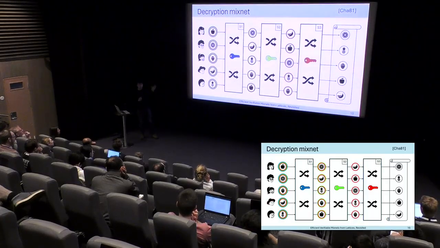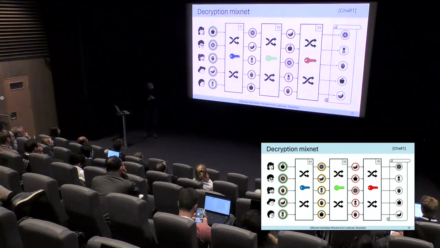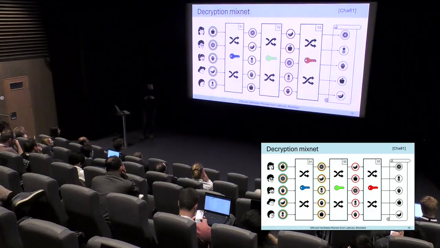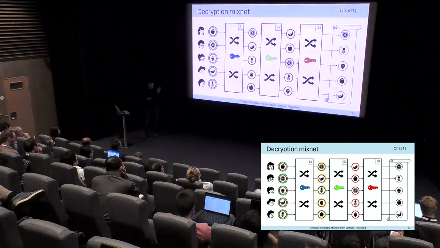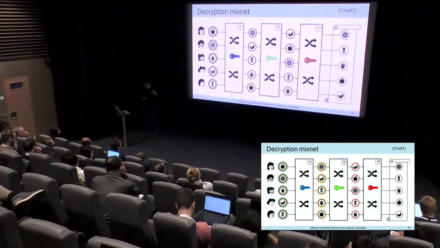So the first instantiation of a mixnet was given by Chaum in 1981, and it's what we call today a decryption mixnet. In this setting, the servers hold a private and public key pair, and the users will encrypt their messages in a layered way, in such a way that the outermost layer corresponds to the first server in the mixnet, and the innermost layer corresponds to the last server in the mixnet. This way, the servers can take as input the list of ciphertexts. They will remove one layer of encryption and shuffle them before forwarding to the next server. So the servers proceed in this way until the last server can finally output all the shuffled plaintexts.